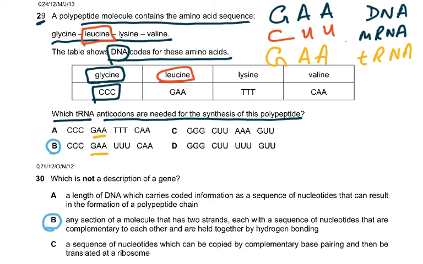So then we're stuck with the third one. That was the deciding one, lysine. Now let's look at lysine. If the DNA is TTT, what is going to be the mRNA? AAA. What is going to be the tRNA? UUU.